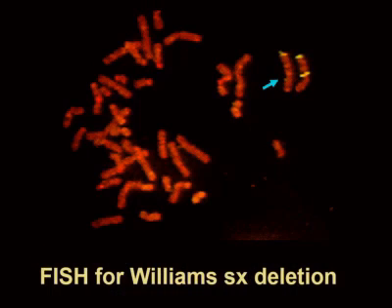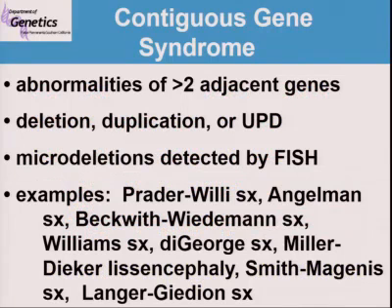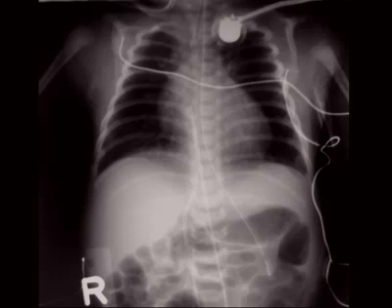And this is an example of FISH for Williams. Again, this is chromosome 7, this is the particular probe, this is the normal chromosome 7, and this is the abnormal one where that region is missing. So these are some examples of contiguous gene syndromes where more than one gene is missing from a particular chromosome. So that's part of Prader-Willi and Angelman, Beckwith-Wiedemann, which you'll see in a minute, Williams, and DiGeorge, and I'll finish up with examples of the last two.